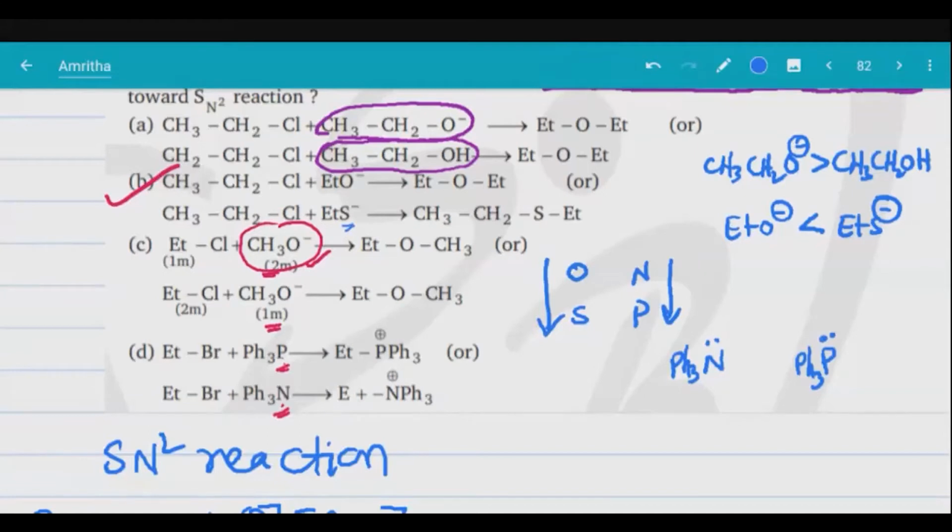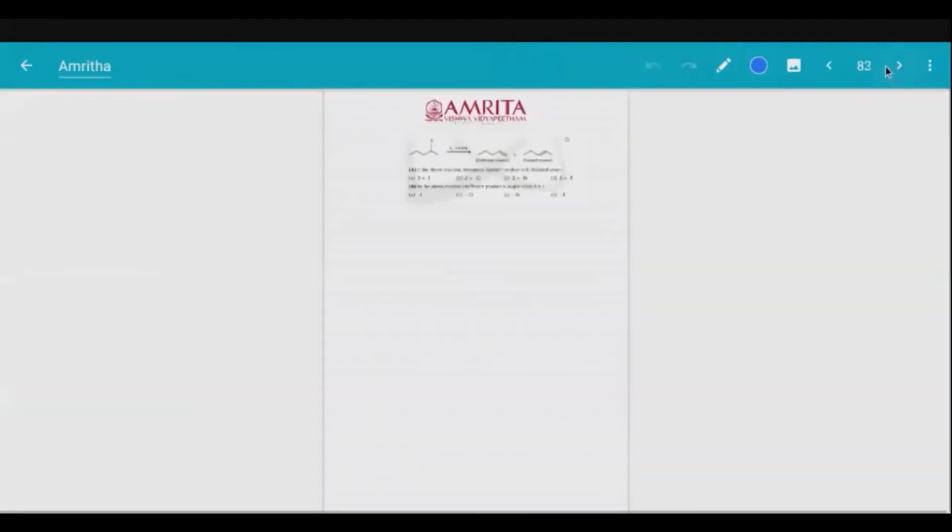Option C. Option C I am explaining. Concentration of nucleophile matters. 2 molar it is. Okay, see, look at this. This is 2 molar, 1 molar. The more the concentration, the faster this reaction is. Nucleophile concentration. Okay. Fine. Next question.